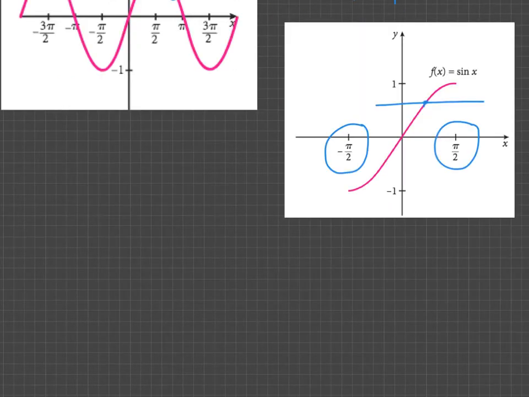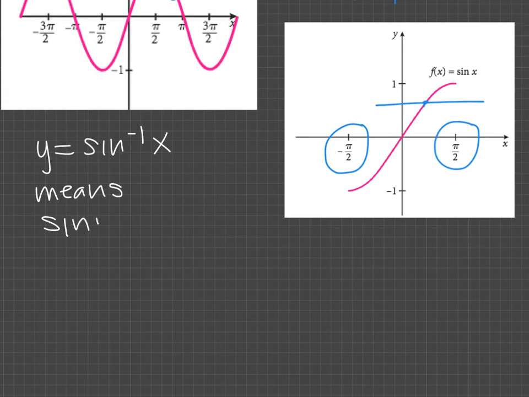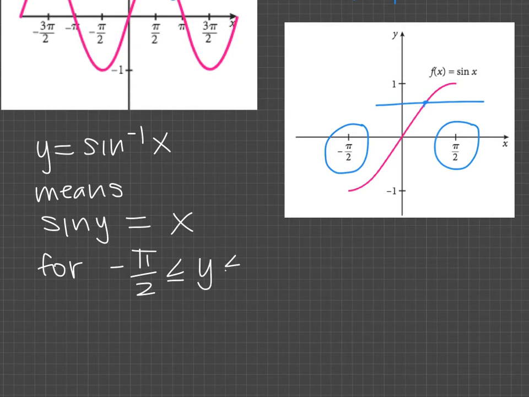So the inverse sine function, y equals sine inverse of x, means that sine of y equals x for y values that are from negative pi over 2 to positive pi over 2. We can also use the notation y equals arc sine of x to indicate the inverse sine function.